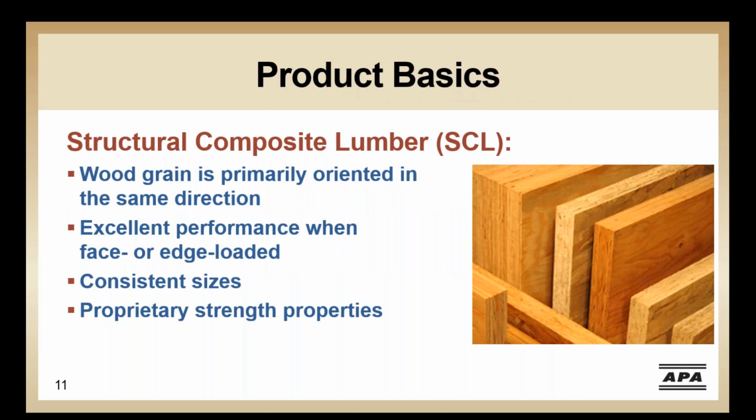So let's begin by reviewing the product basics, starting with structural composite lumber, or SCL. SCL refers to a class of wood products composed of veneers or strands oriented in a manner to maximize strength and minimize the natural flaws that can exist in lumber. Structural composite lumber outperforms dimension lumber when either face or edge loaded. They're manufactured and sawn to consistent sizes that make framing more consistent and easy. SCL strength properties are published on a proprietary basis by the manufacturer and recognized in their code evaluation reports.